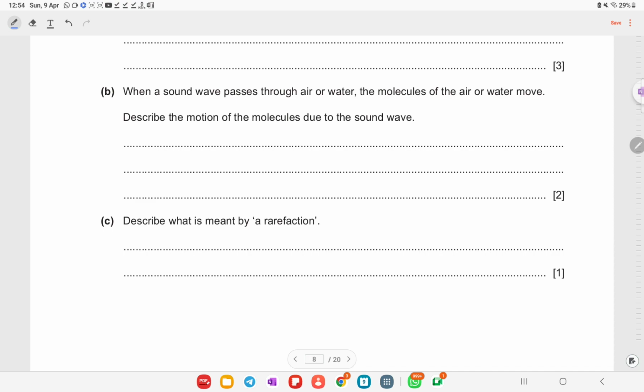When a sound wave passes through air or water, the molecules of air or water move. Describe the motion of molecules due to the sound wave. So obviously they vibrate first of all, and this is a sound wave. So they travel as longitudinal waves, or you can call it vibration, parallel, sorry for my spelling mistake, to the direction of propagation.